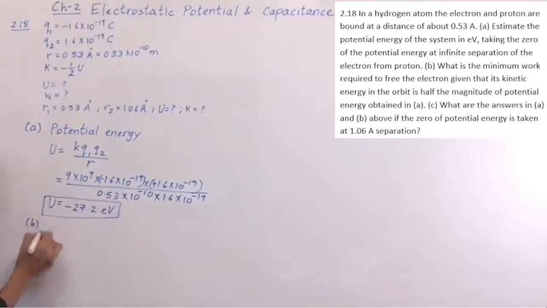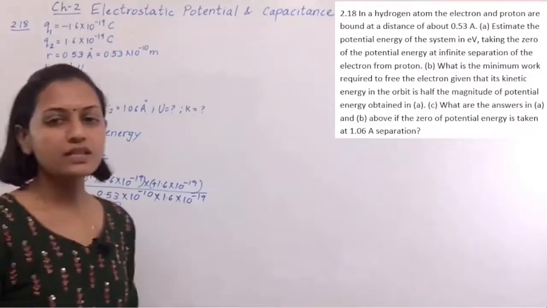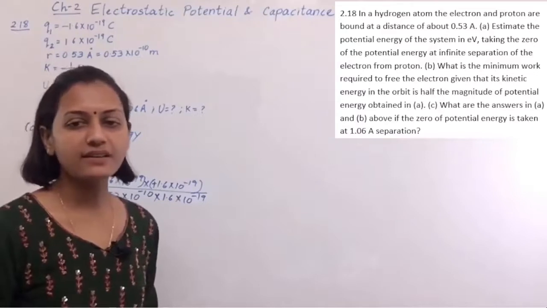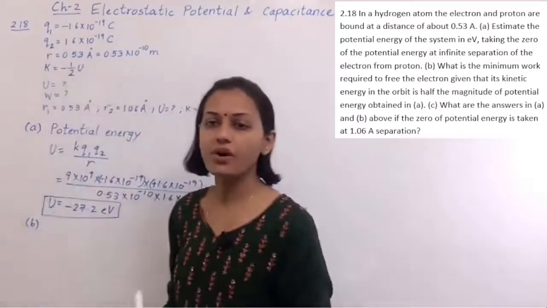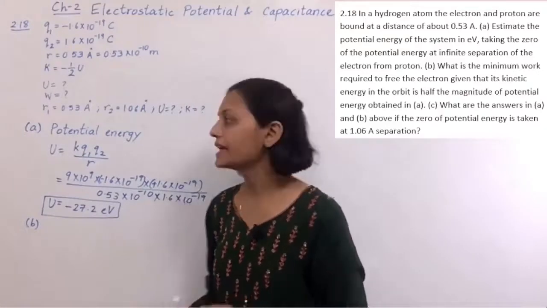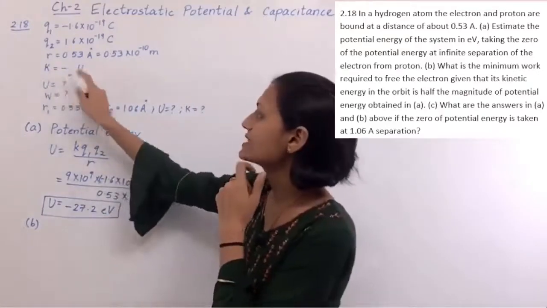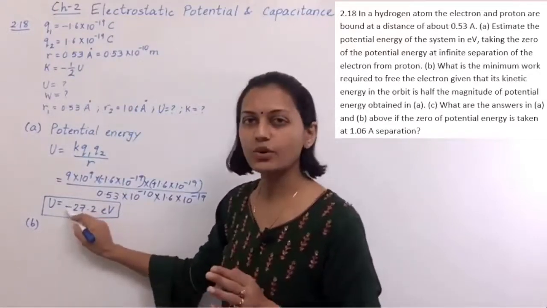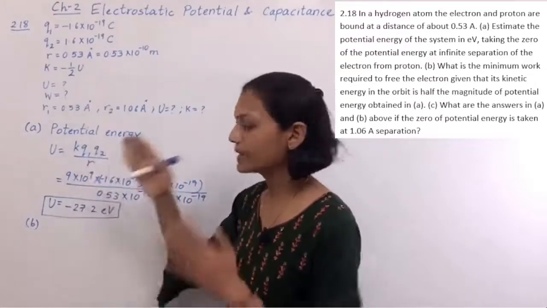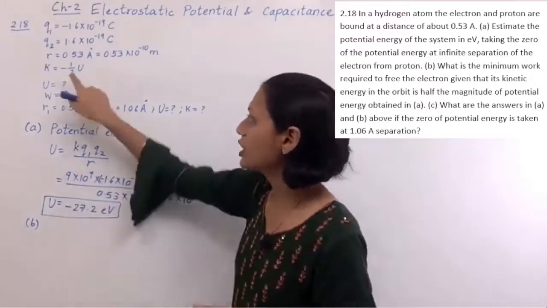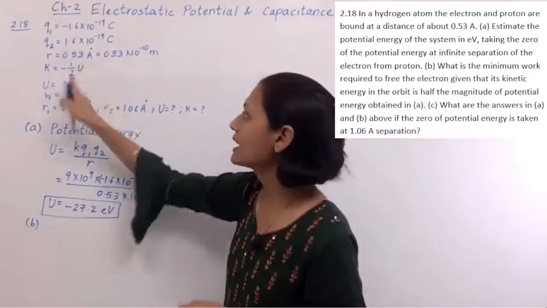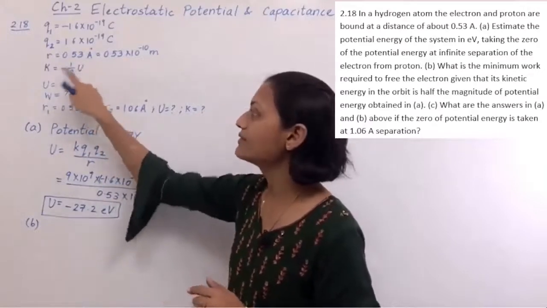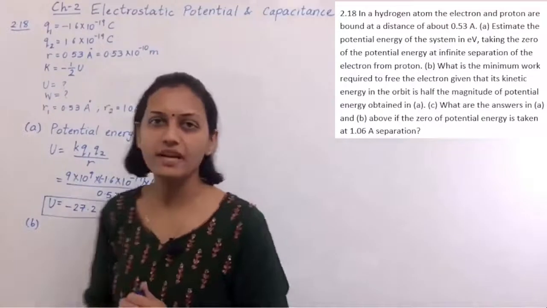Second thing is kinetic energy. What is the minimum work required to free the electron, given that its kinetic energy in the orbit is half the magnitude of potential energy obtained in A? Kinetic energy is half the magnitude. Magnitude means that if we are getting negative over here, then to take the magnitude I'll also have to take minus over here, or I'll simply put the mode around U, and half of it will be the kinetic energy that we have to find out.